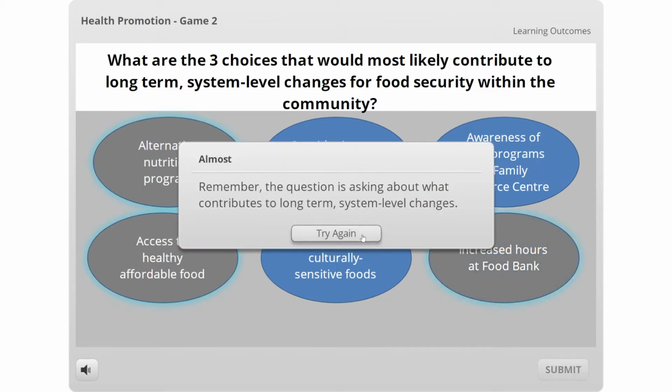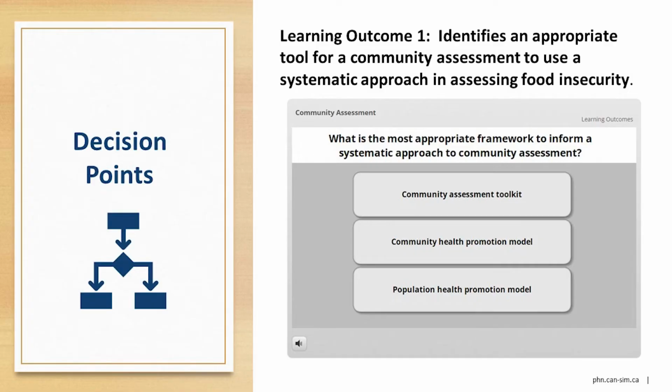Here's an example of a learning outcome. Identifies an appropriate tool for community assessment to use in a systematic approach in assessing food insecurity. And the decision that the students needed to make related to this learning outcome is: what is the most important tool for a systematic approach in community assessment to assess food insecurity? Only one is correct, and a rationale is provided for each answer.